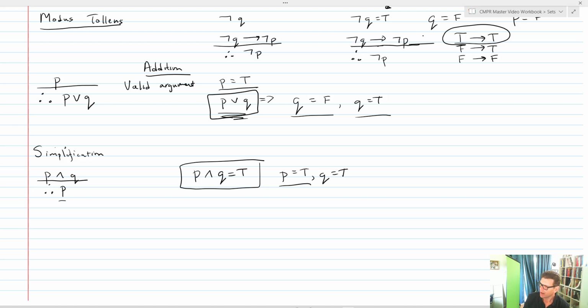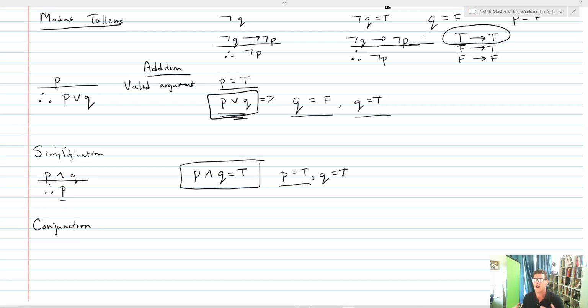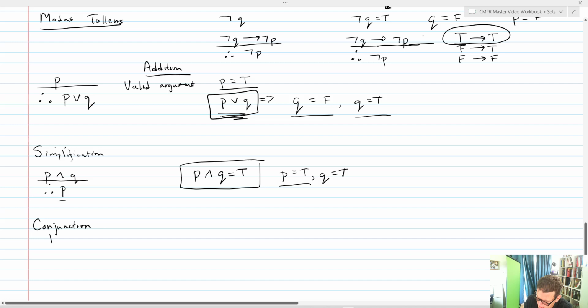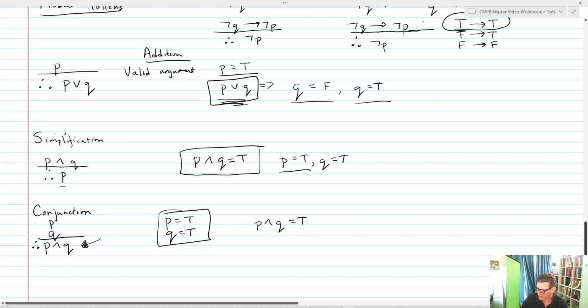Next up, we have something called conjunction. Now, conjunction goes along with the idea of conjunction. So we've got P, we have Q, and therefore P and Q. It makes sense. P equals true, Q equals true, hence P and Q equals true. Because, well, that's how P and Q works. This is a rule of logic that P and Q will only be true if both P and Q are true. So hence we've got conjunction.